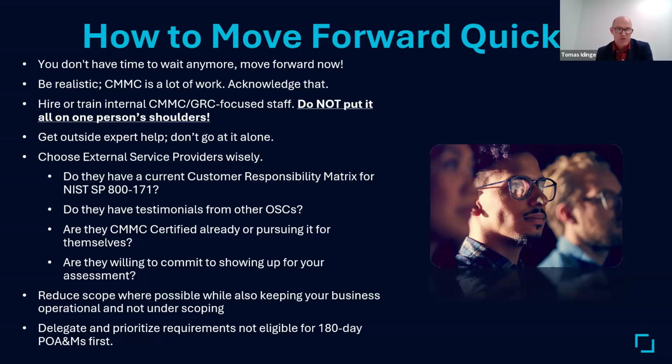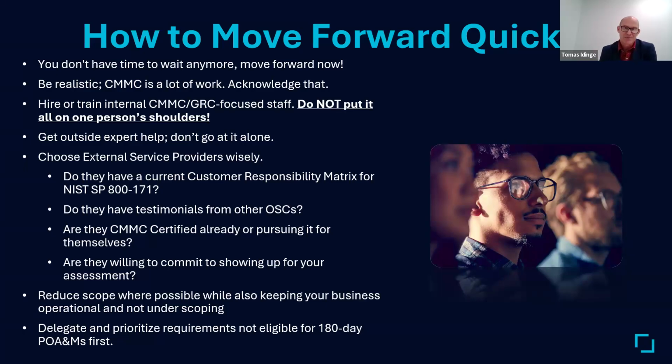But yeah, in terms of choosing those service providers, I mentioned, do you have that customer responsibility matrix, or CRM, for the applicable services? Like I mentioned, if we provide monitoring services for our clients, again, vetting service providers the way you would vet anyone, and then re-emphasizing that cloud service provider, right? Making sure they truly are FedRAMP moderate or equivalent and can really demonstrate that. And the willingness to commit and show up for your assessment.